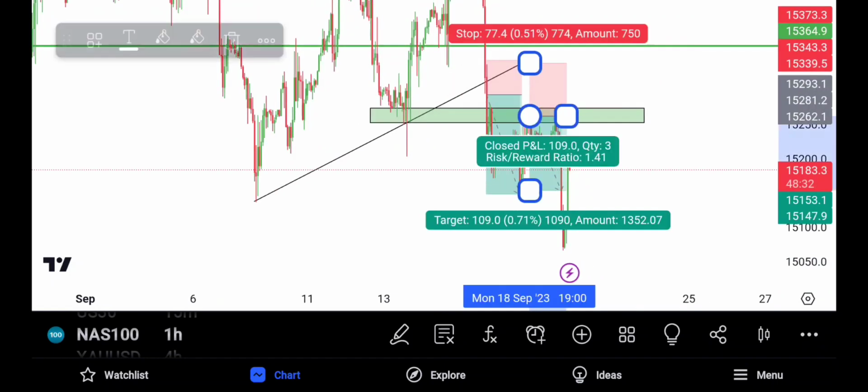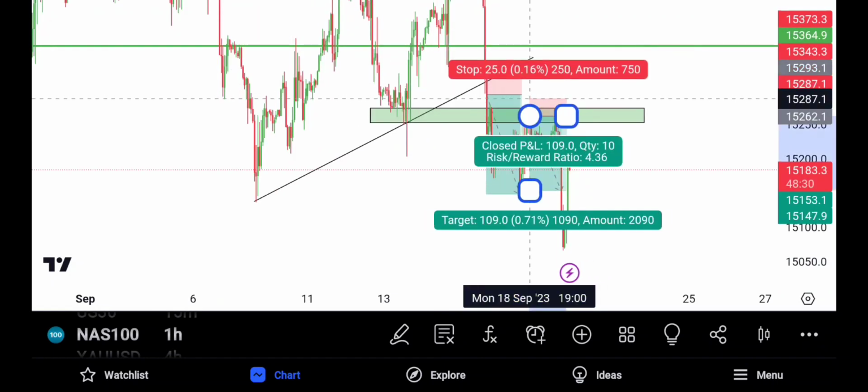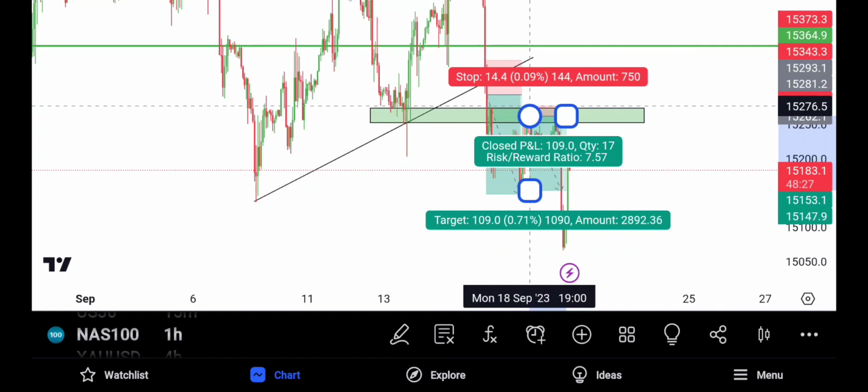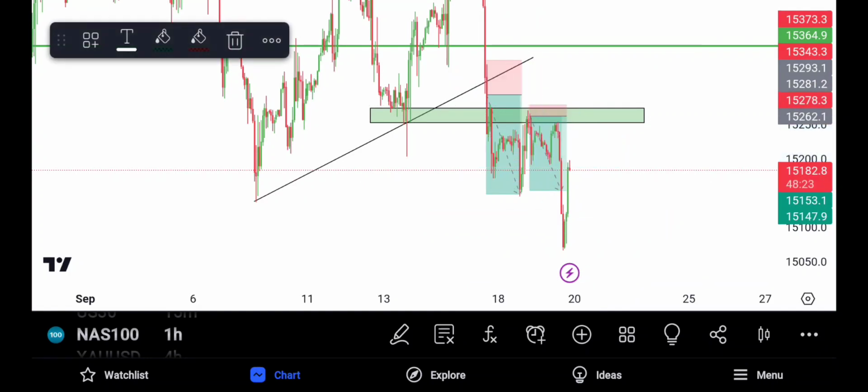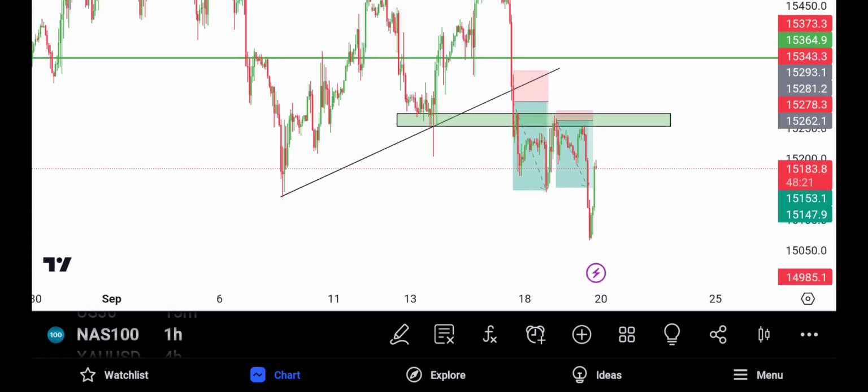So yeah, let's modify this stop loss. This stop loss should be here above. So this is a 1:7 trade, right? As you can see, this is a 1:7 trade. So the high and low strategy is effective, guys.